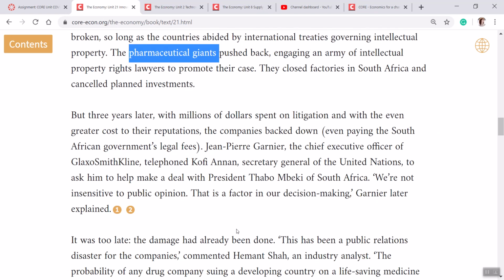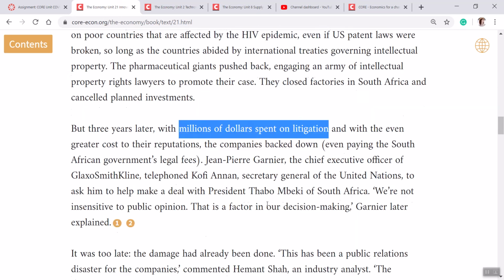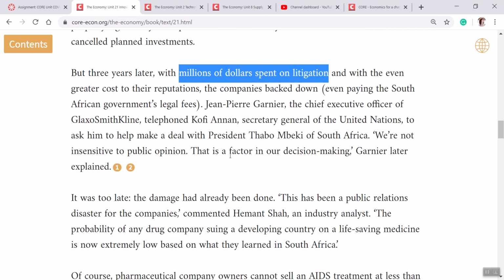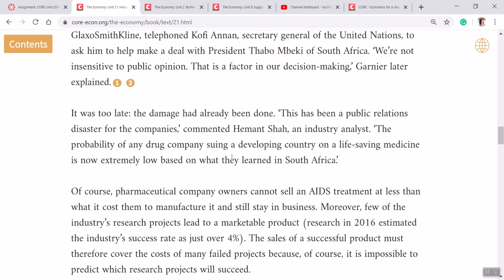okay? So millions of dollars have been spent on litigation. It's 3 years later, okay? And we're still trying to deal with what's happening, right? We have public opinion, okay, and damage has been done.